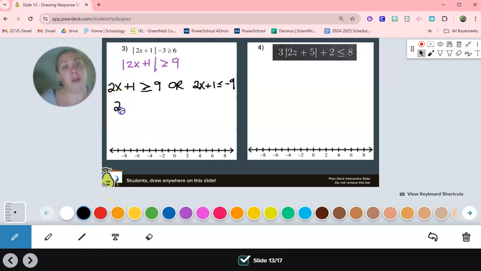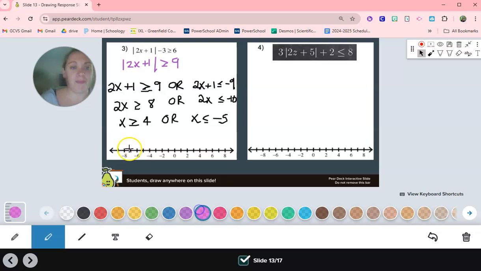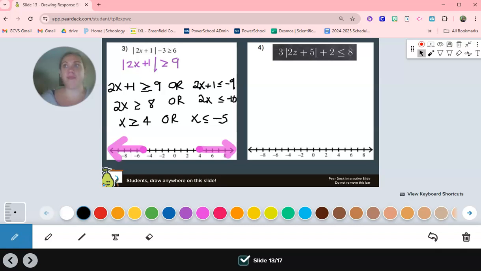When we subtract 1 on both sides, we get 2x is greater than or equal to 8, or 2x is less than or equal to -10. And then we'll divide by 2 to get x is greater than or equal to 4, or x is less than or equal to -5. So we have a closed circle on -5 and a closed circle on 4. We are greater than or equal to 4, so we're going to the right from 4, or less than or equal to -5.